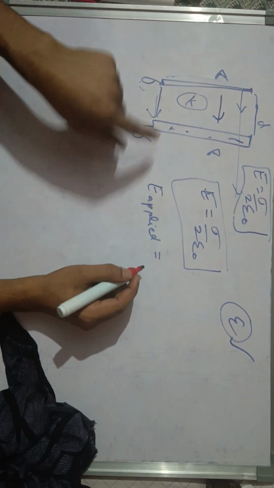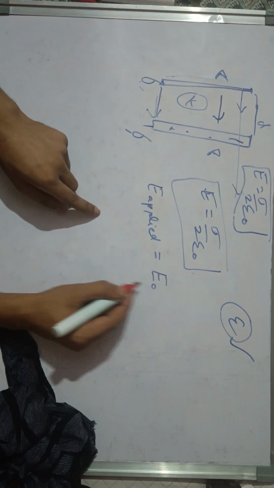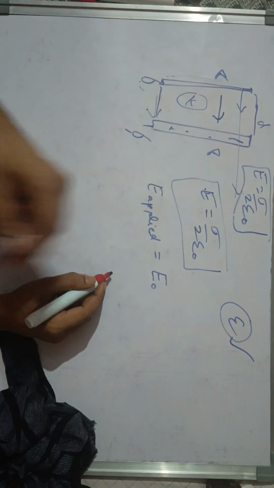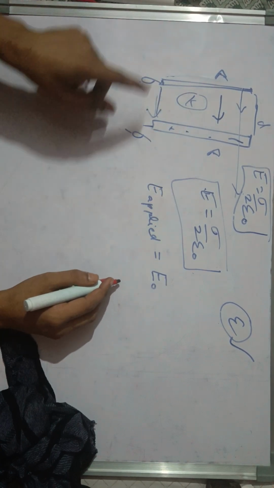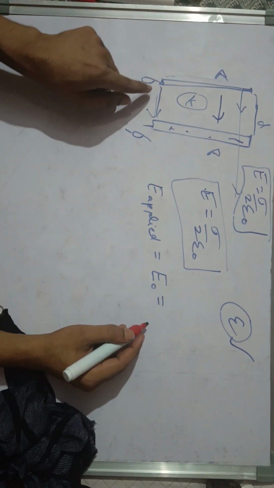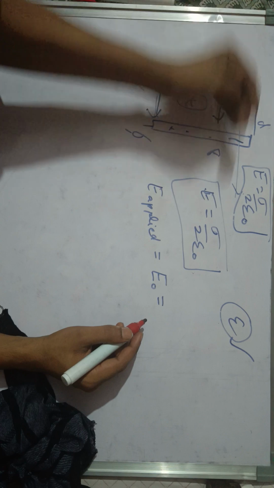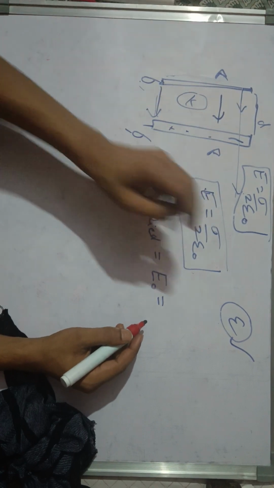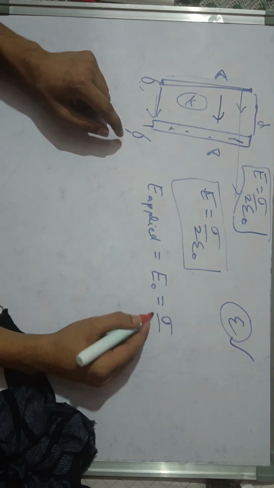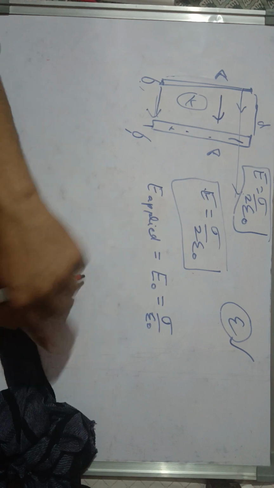Electric field applied is equal to, let's say, E naught, provided E naught is equal to the sum of these two fields. This is providing field in this direction, this is also providing field in this direction. So the sum is sigma by epsilon naught. This is the applied field.